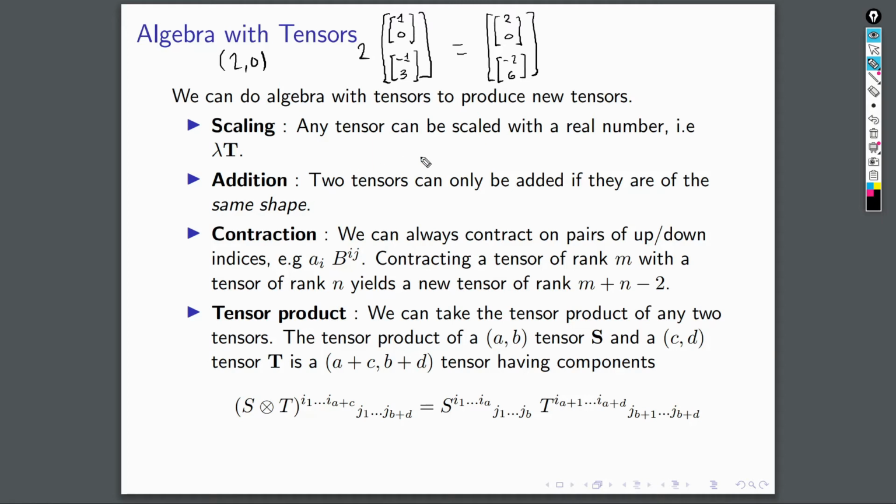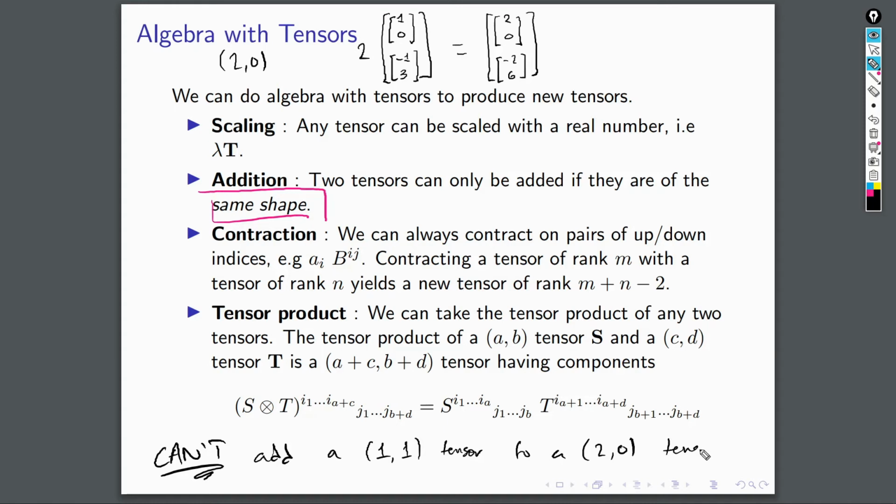All right, you can add tensors, but you can only add them if they're the same shape. So you can't add a 1, 1 tensor to a 2, 0 tensor. They're elements of different spaces. They can't be added like that.